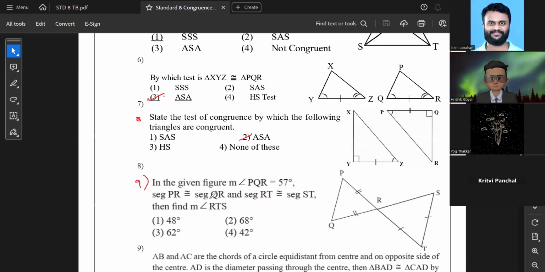Ninth one. In the given figure, angle PQR is 57 and PR is equal to QR. Segment RT is equal to ST. Then find angle RTS. So what they have given is PQR is 57, and they are asking for RTS. This one is actually simple. I'll tell you how.